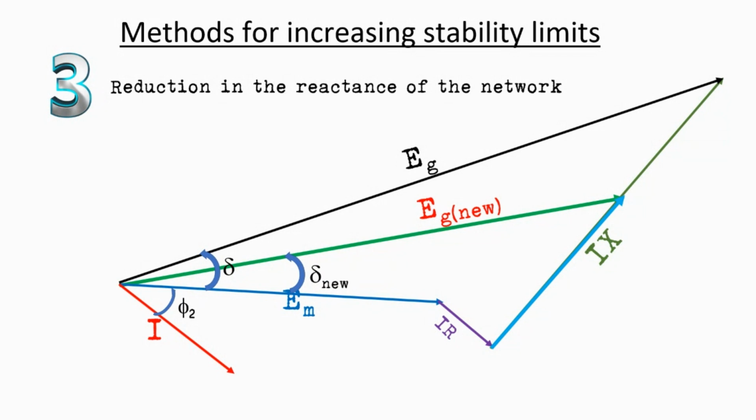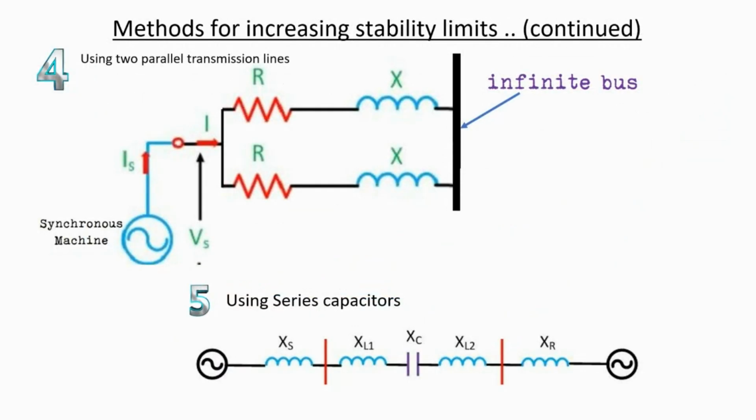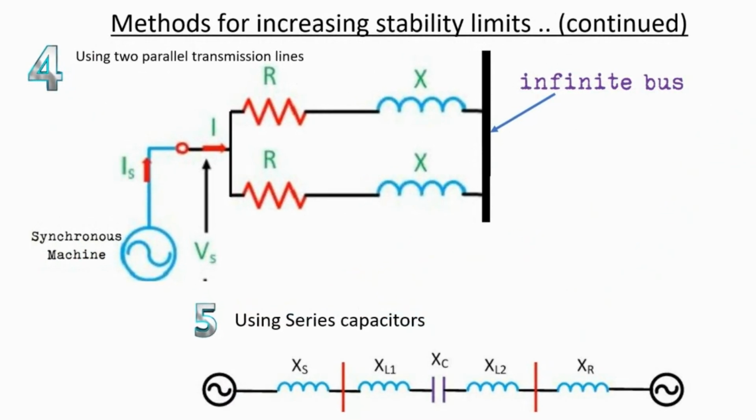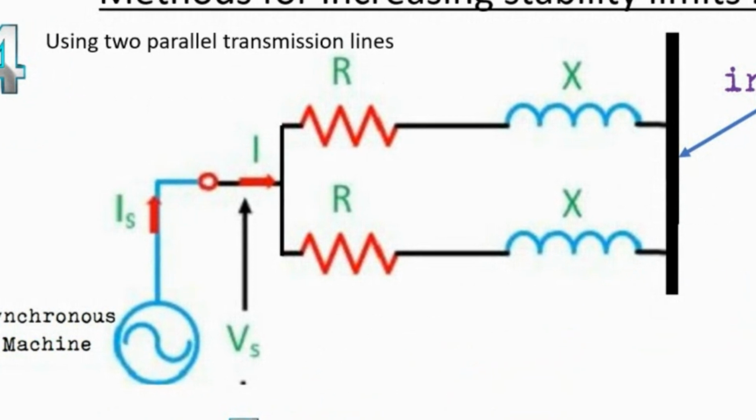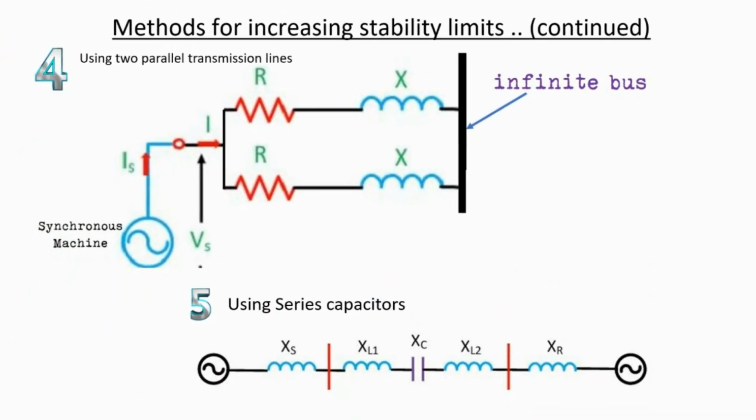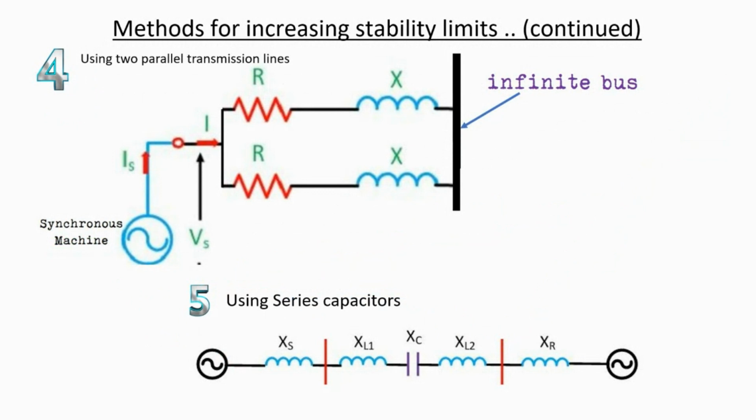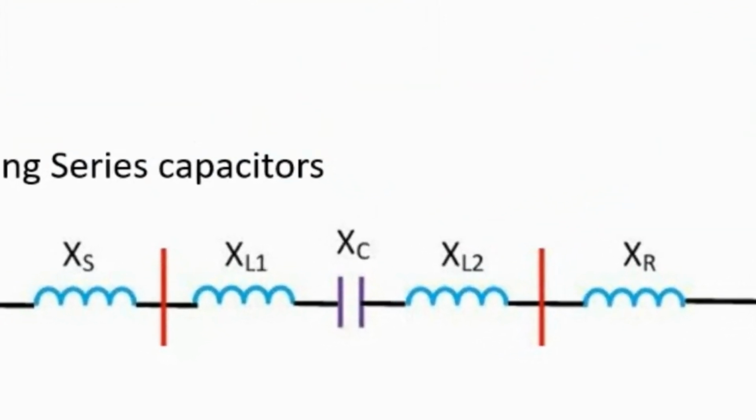But by this method, if I reduce the reactance of the transmission line, I will bring this delta to a lower value. And method number four, I can use parallel transmission lines. This also, as you can conclude, will have the result of reducing the impedance in the transmission line, giving you the ability to transmit more power.